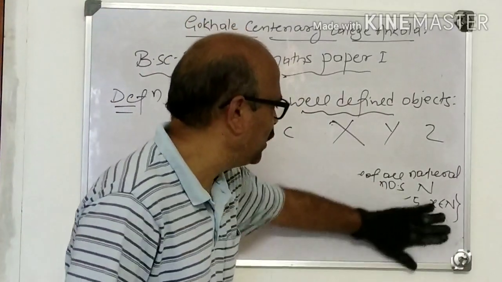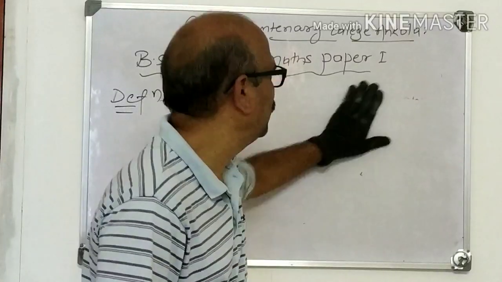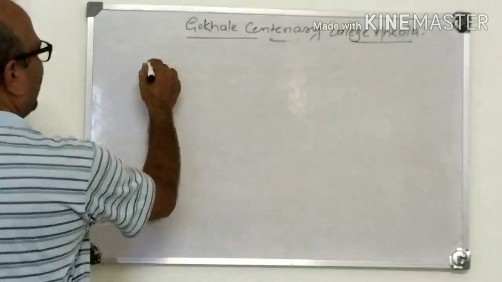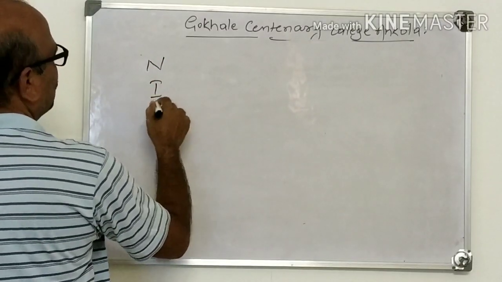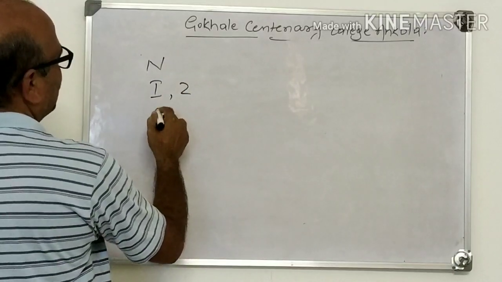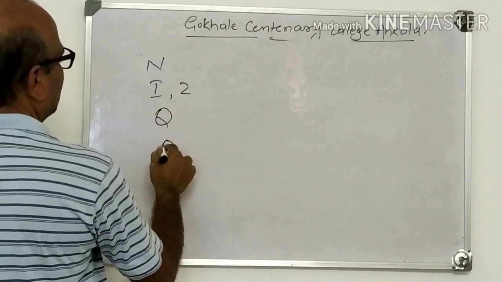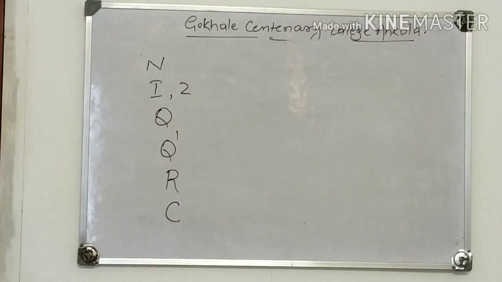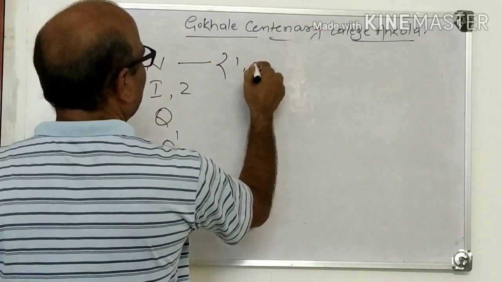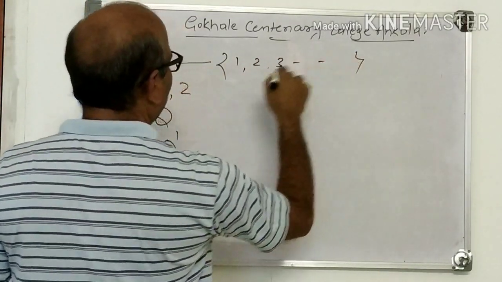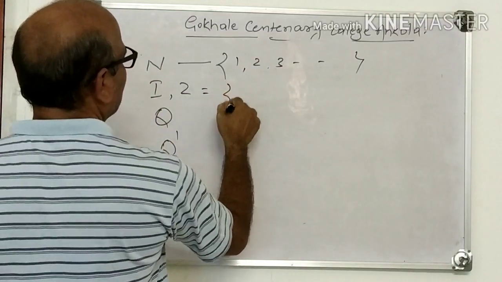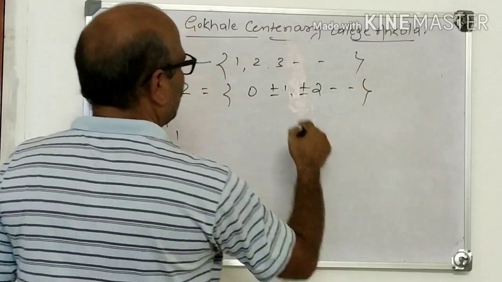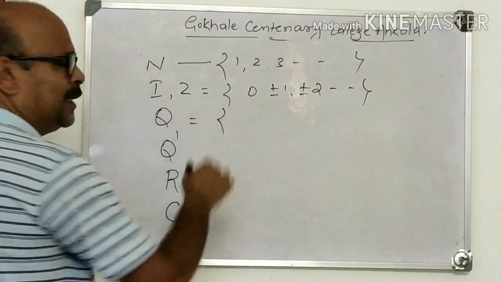Now some important standard sets that we come across often are like this: set of natural numbers, set of integers, also denoted by Z, set of rational numbers, set of irrationals, set of real numbers, set of complex numbers. What are natural numbers? They start from 1 and are infinite. What is the set of integers? It includes 0, plus or minus 1, plus or minus 2, and so on. This is also infinite. What is the set of rational numbers?